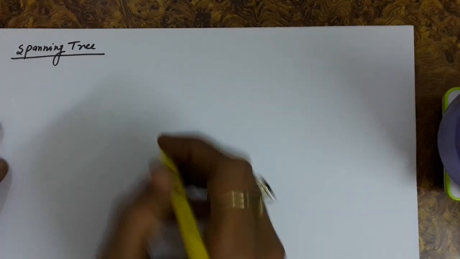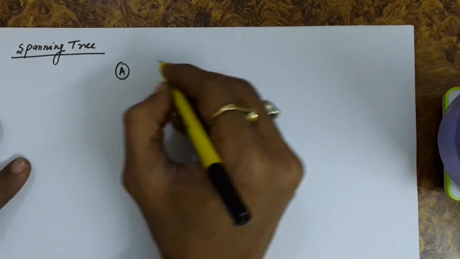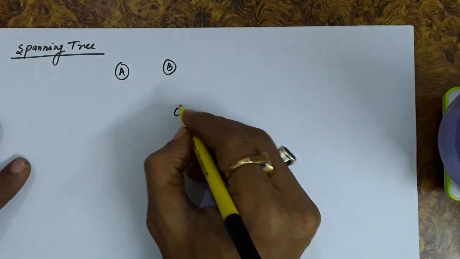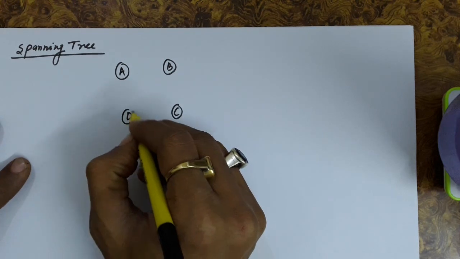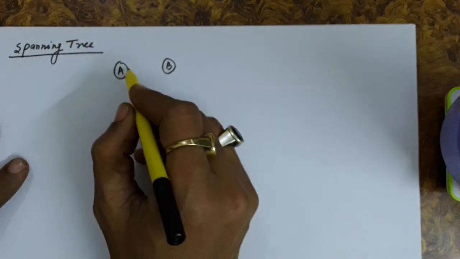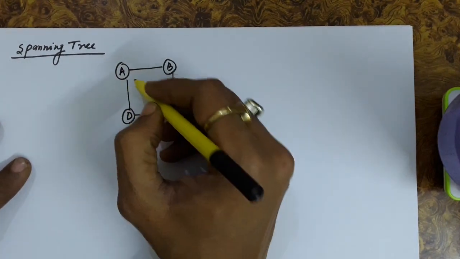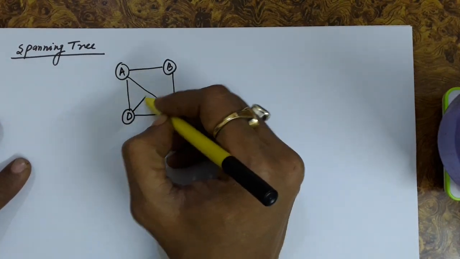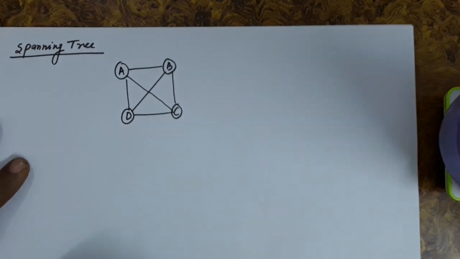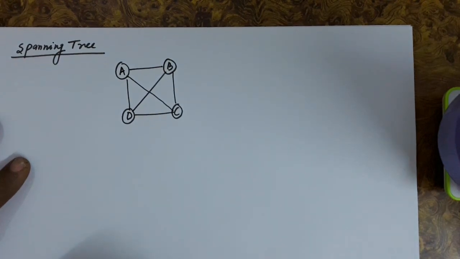So we'll discuss the spanning tree in a graph. Suppose there is a graph like this, and let's say this graph is a complete graph. A complete graph means every vertex is connected with every other vertex.